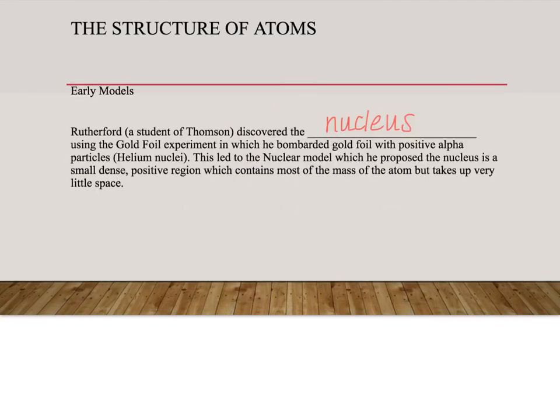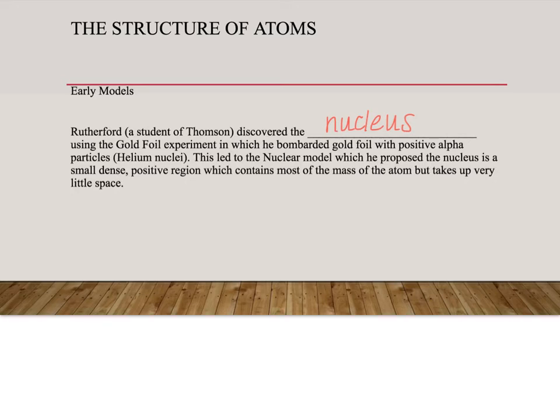So Rutherford, who was a student of Thomson, discovered the nucleus, and he did this by what's called the gold foil experiment. It's kind of famous in chemistry, and what he did was he bombarded a gold foil with positive alpha particles, which were basically helium nuclei, and this led to the nuclear model, which he proposed as being a small, dense, positive region, which contains most of the atom's mass, but takes up very little space.